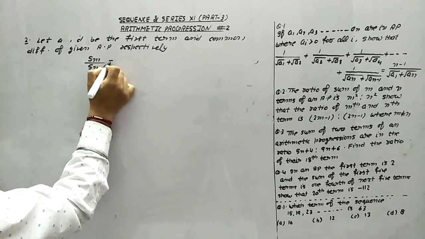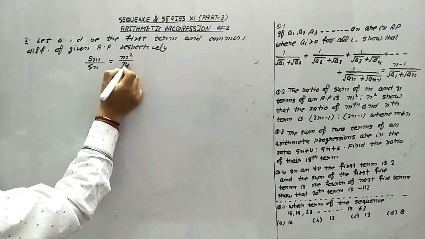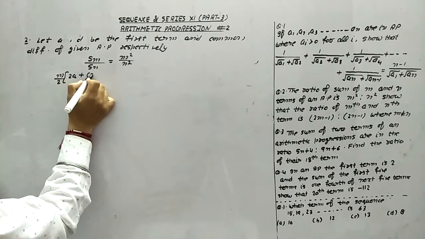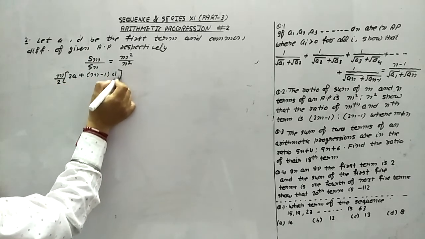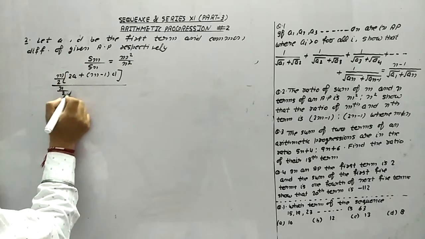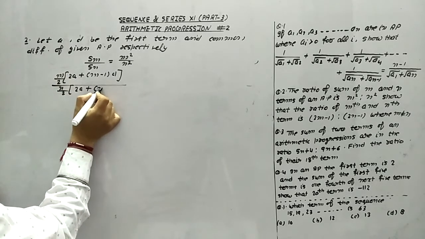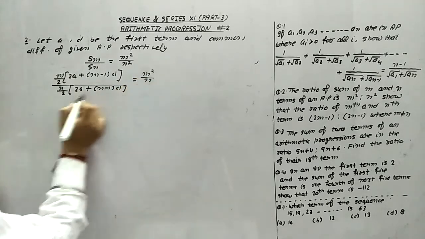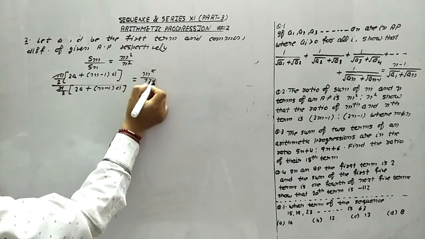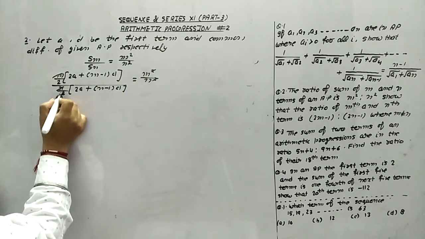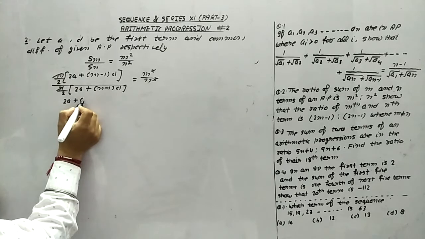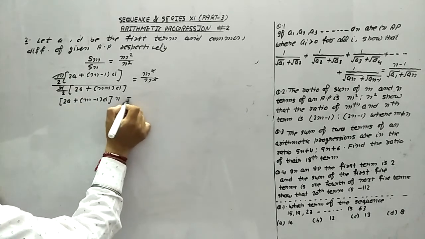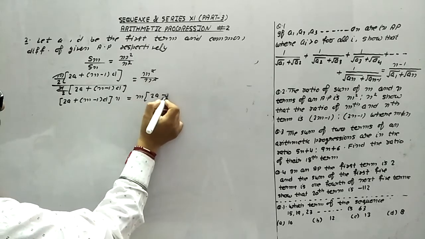Now, according to the question, the ratio of the sum of m and n terms is equal to m square upon n square. Now what is the meaning of this? m by 2 into (2a plus (m minus 1) into d) upon n by 2 into (2a plus (n minus 1) into d) is equal to m square upon n square. The m cancels out, the 1 by 2 cancels out. So (2a plus (m minus 1) d) into n is equal to m into (2a plus (n minus 1) d).